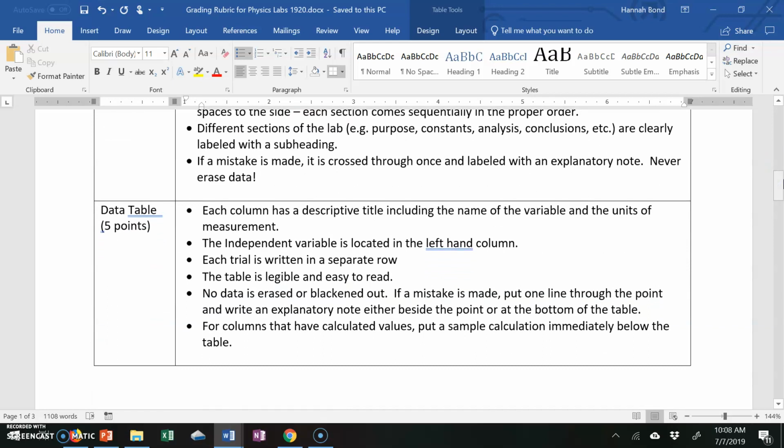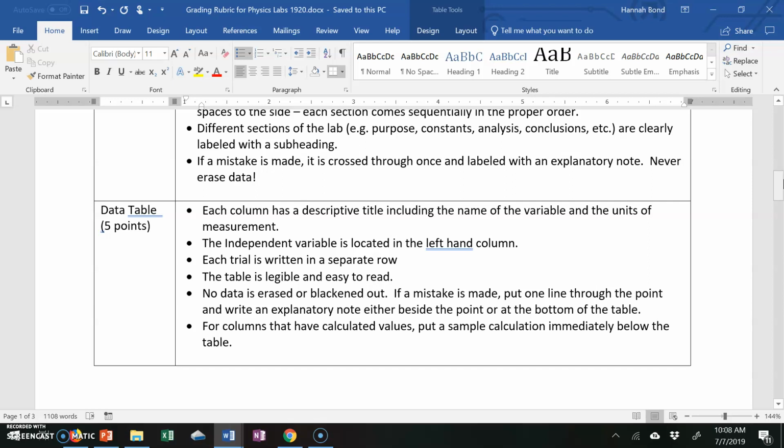The requirements in this rubric for the data table and graphs are consistent with what you read on experimental design and data analysis a few days ago. Okay, so regarding data tables, it's very important that every table have a header, and the header should give the name of the variable in each column along with the units of measurement. The independent variable needs to be located on the left.